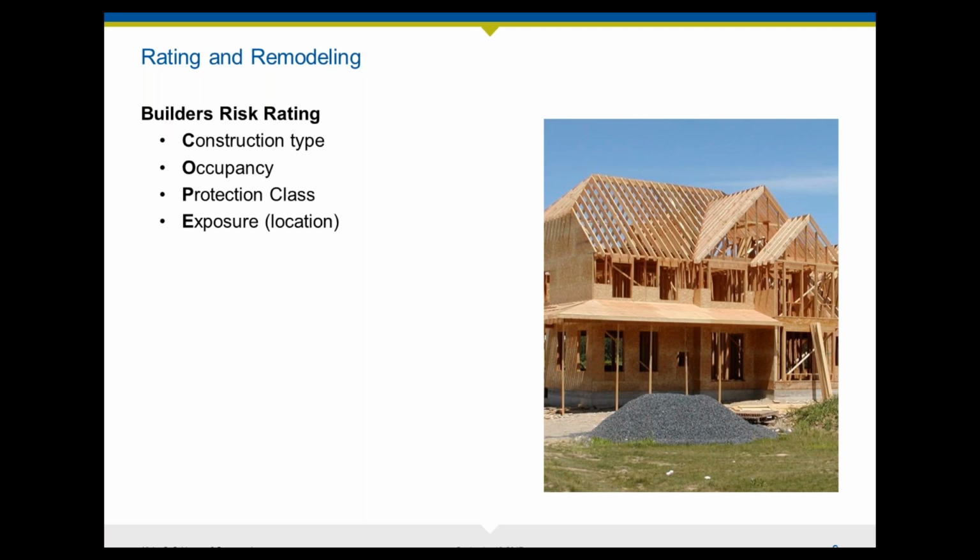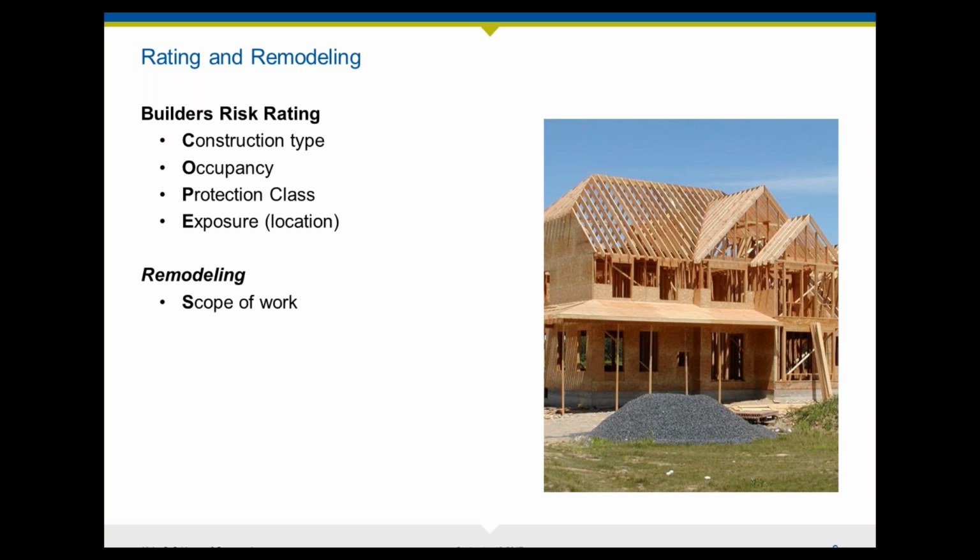Builder's risk rating is based off some basic information that you need to have when submitting the business to the company. We consider this the COPE, which is the construction type. Is it frame, joisted masonry, or superior construction? The occupancy, is it residential or commercial? The protection class. It is extremely important to present and provide the correct protection class when submitting business. And then the exposure. Where is it located? Is this a coastal exposure, a fire brush exposure? What location? What's the city? What's the county? What's the state? That applies to new construction and remodeling. That basic information is required.